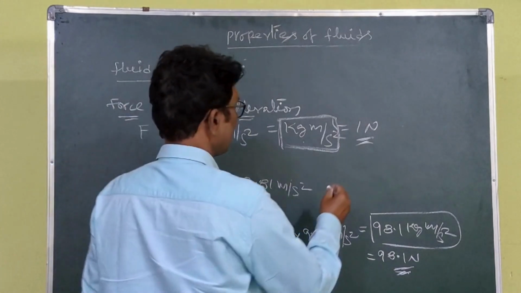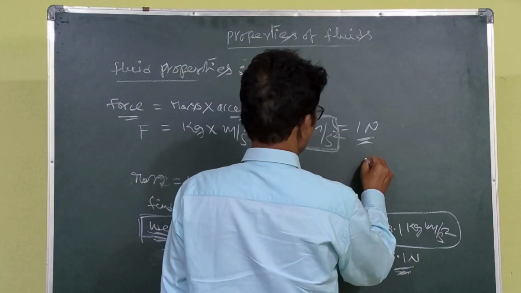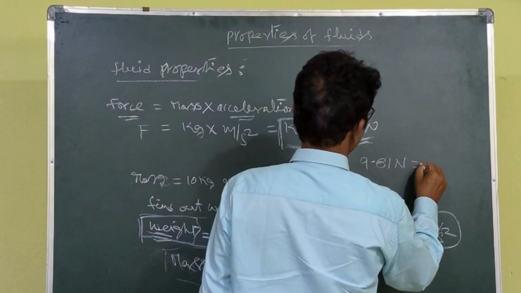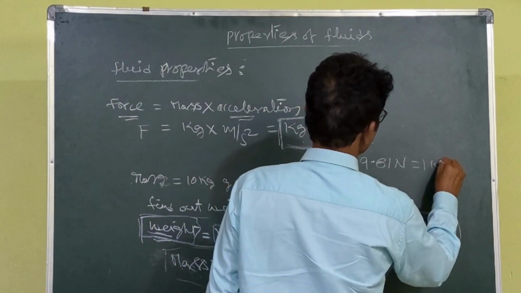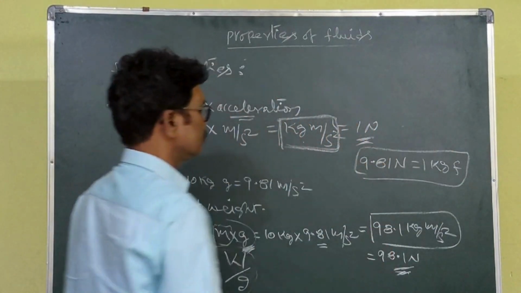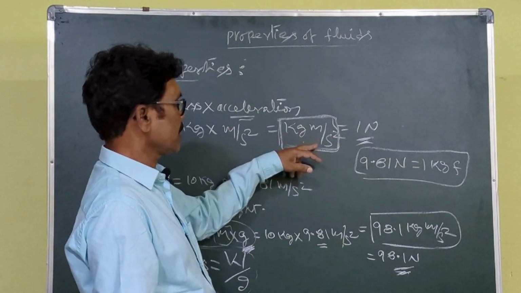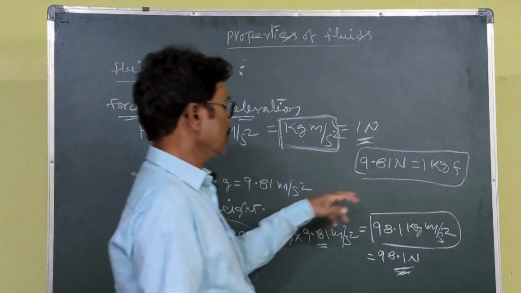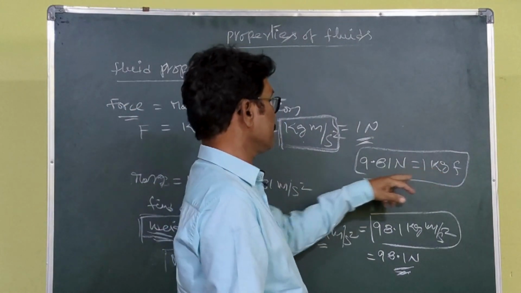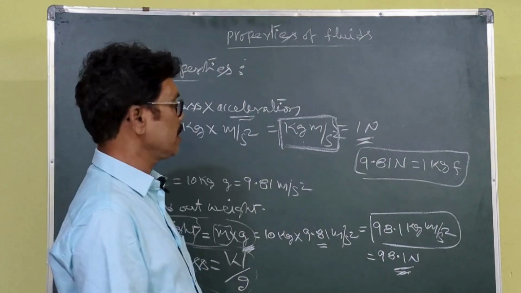One more thing here: 9.81 newtons equals 1 kgf. 1 kgf means 1 kg force, which equals 9.81 newtons, or 9.81 newtons equals 1 kg force.